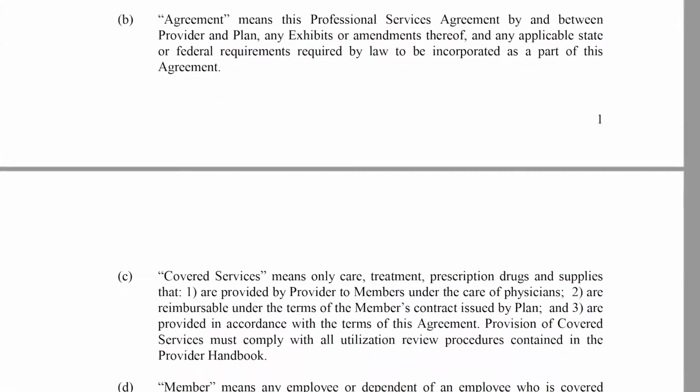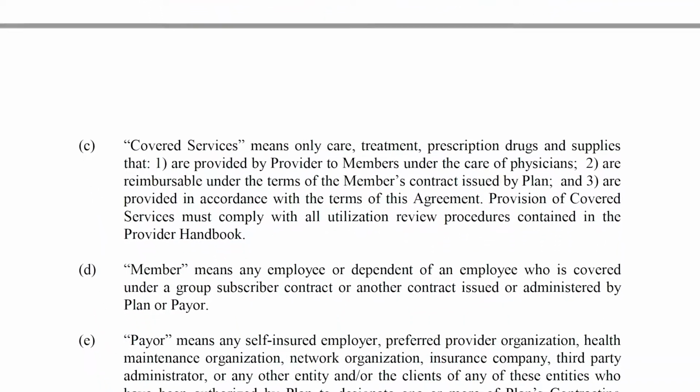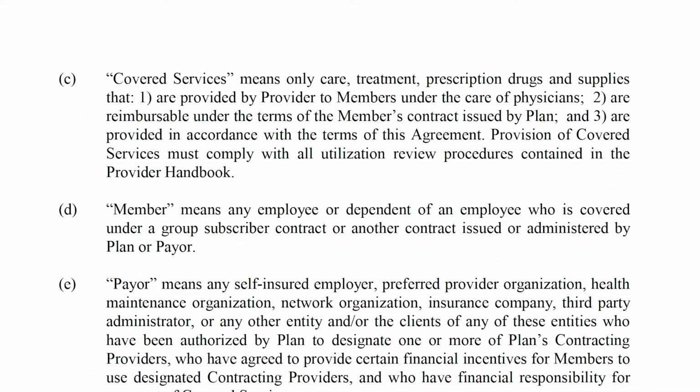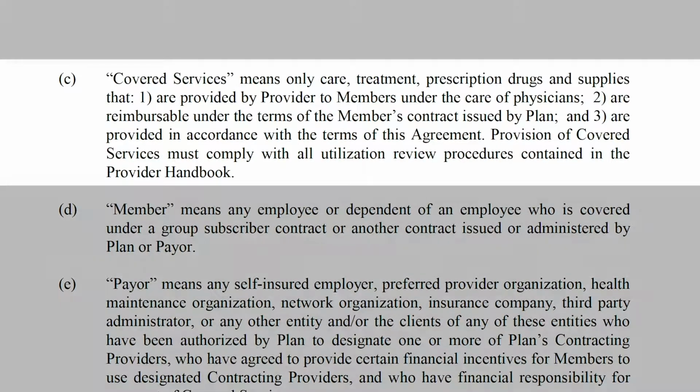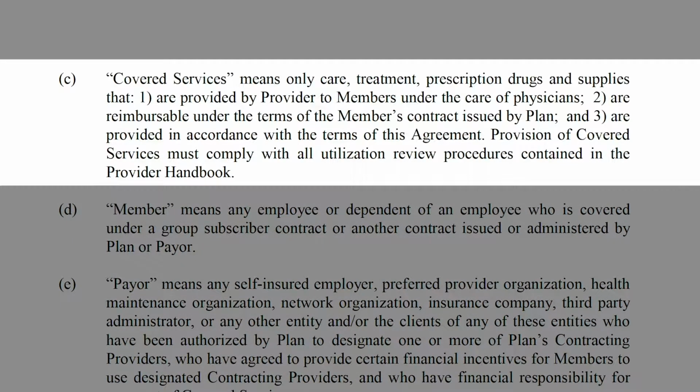Most contracts have a section called definitions or something like that. In definitions, you want to read the definitions. You're going to need those definitions as you go along. In this particular contract, there's a definition for covered services. That's really important. Not so much for what is covered, but often for what is not covered, because not everything you do will be covered by the health insurance plan. You're going to want to know what is covered and what is not covered.